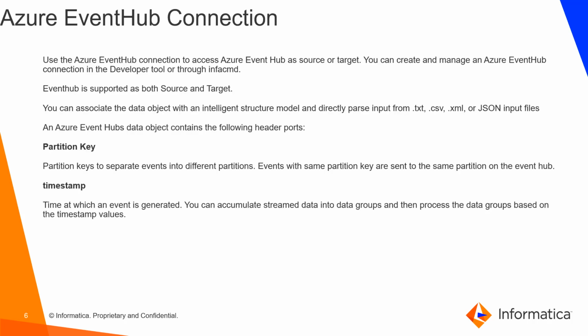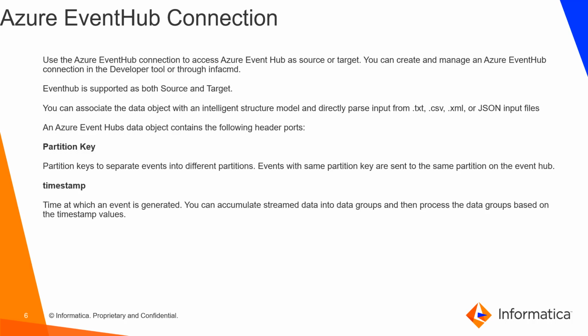So here we'll see how to create an Azure Event Hub connectivity from the Informatica side, and how Informatica integrates with Azure Event Hub. We use the Azure Event Hub connectivity to access Azure Event Hub as a source or target. It can also be created and managed using the developer tool, the admin console, or the infacmd command. Azure Event Hub is supported as both source and target, and under the connectivity we'll have both partition keys and timestamps.